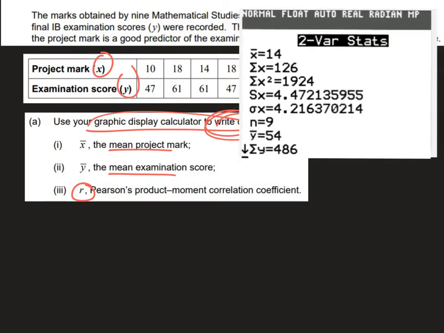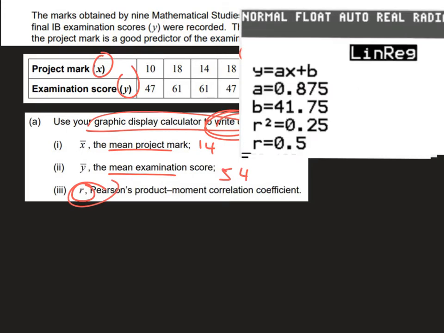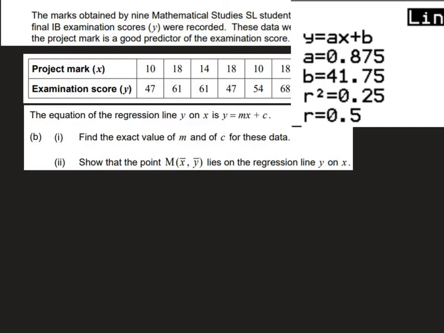So we can see that x, the mean project mark, is going to be x bar, which is 14. Similarly y bar, the mean examination score, is going to be 54. In order to find the value of r, however, we're going to go to the calculations, and then look at linear regression. If you do that, you'll end up with something that looks like this. So we're asked to find r, which is at the bottom here, giving us a value of 0.5.